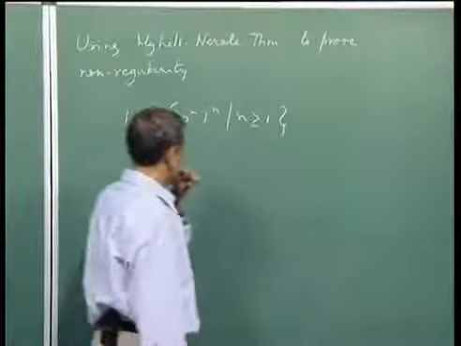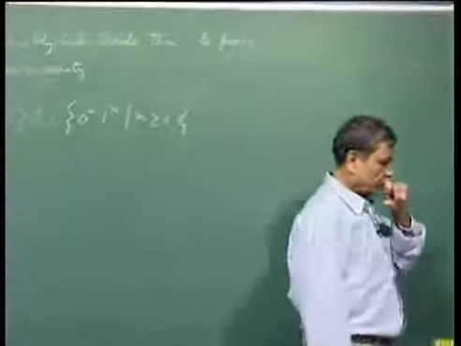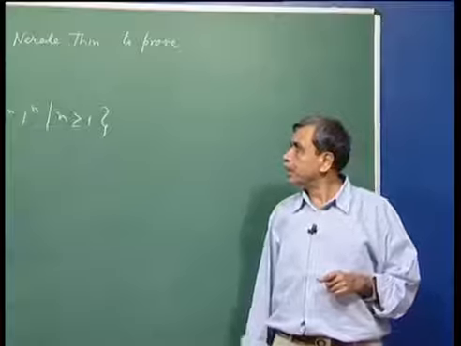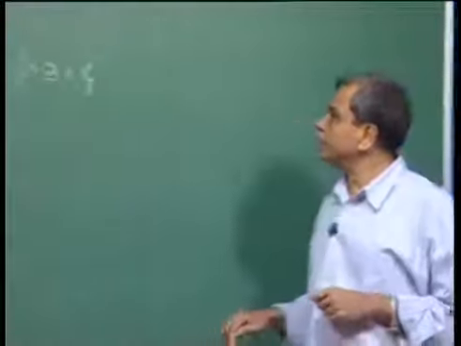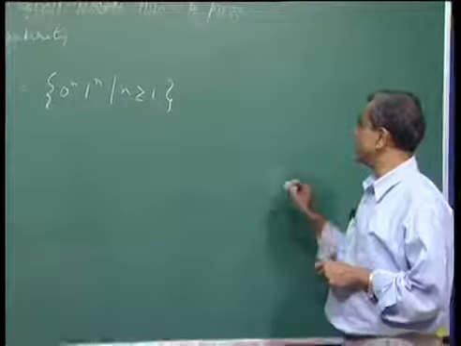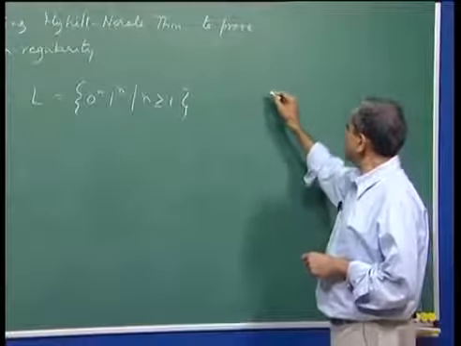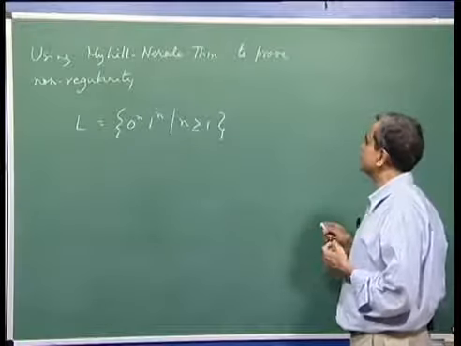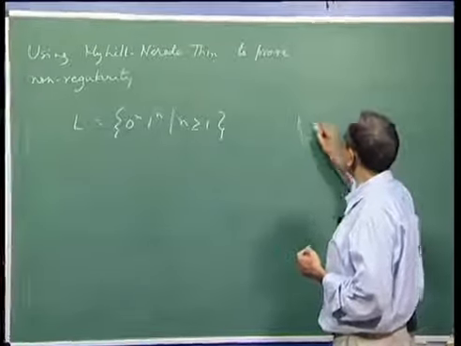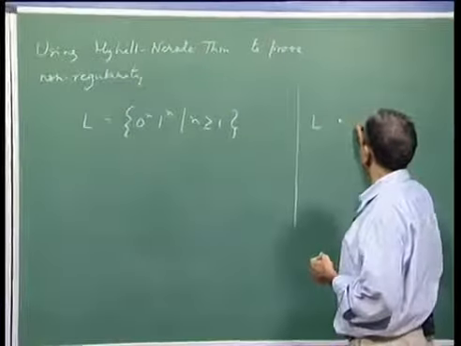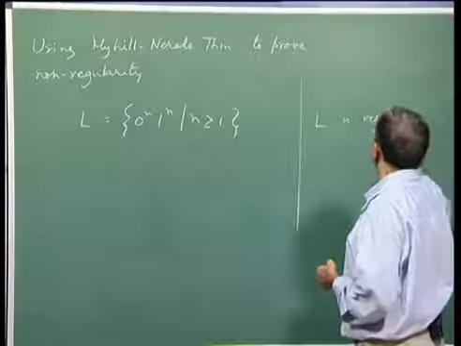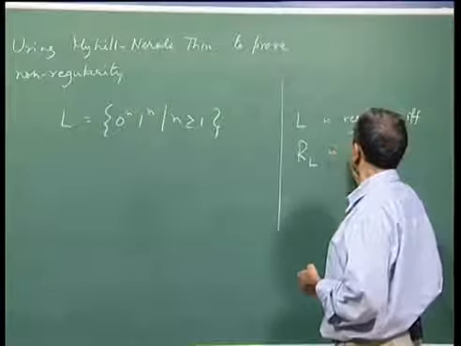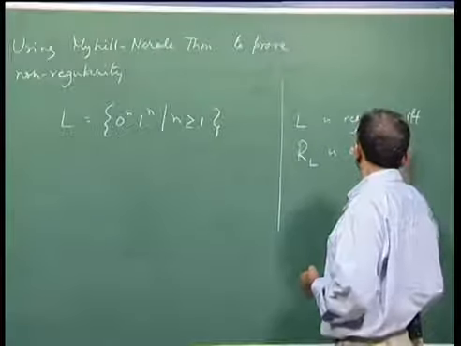We know that this language is not regular. We proved its non-regularity by the pumping lemma. Now, the way we use the Myhill-Nerode theorem to prove non-regularity is this. Recall, the Myhill-Nerode theorem says that L is regular if and only if RL is of finite index.